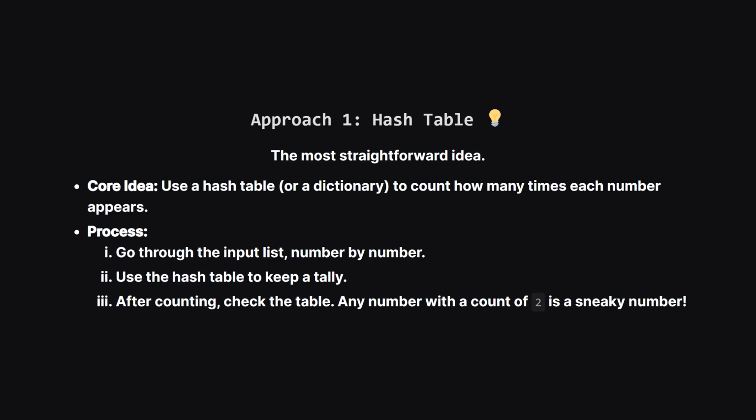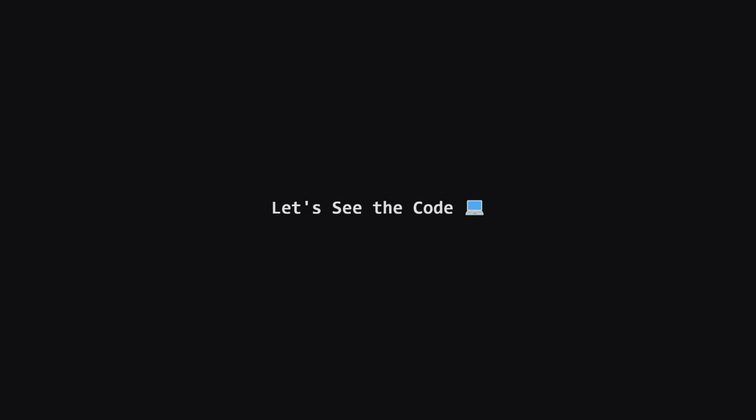Okay, let's think about our first approach. When you hear count how many times something appears, what's the first data structure that comes to mind? For most of us, it's a hash map or a dictionary. We can just walk through the list of numbers, and for each number we see, we'll add it to our map and increase its count. After we've gone through the whole list, we just look at our map and pull out the two numbers that have a count of 2. Simple and effective.